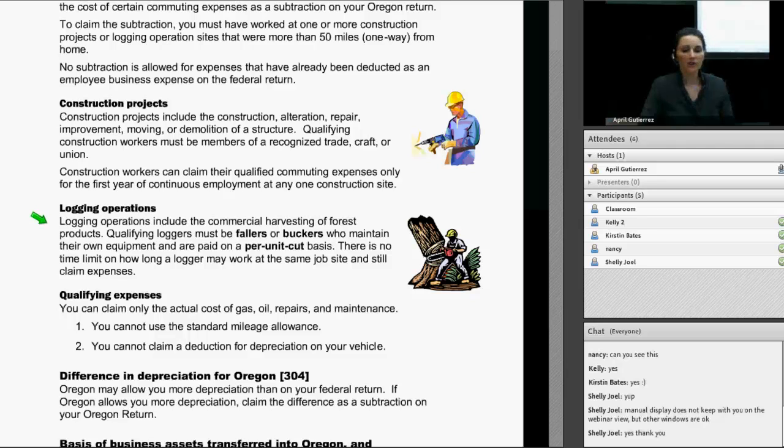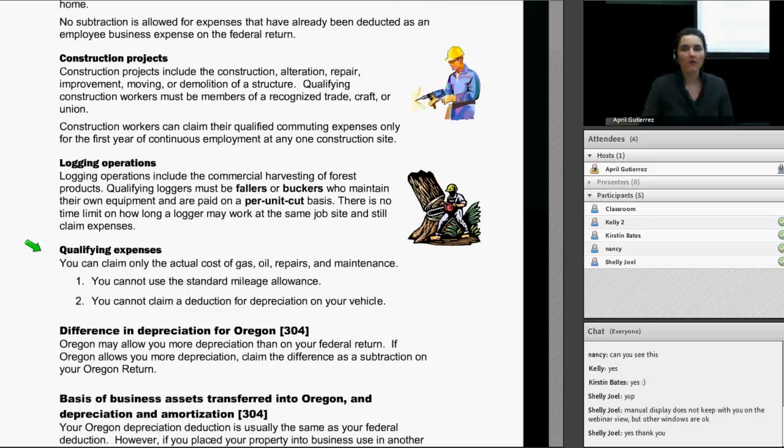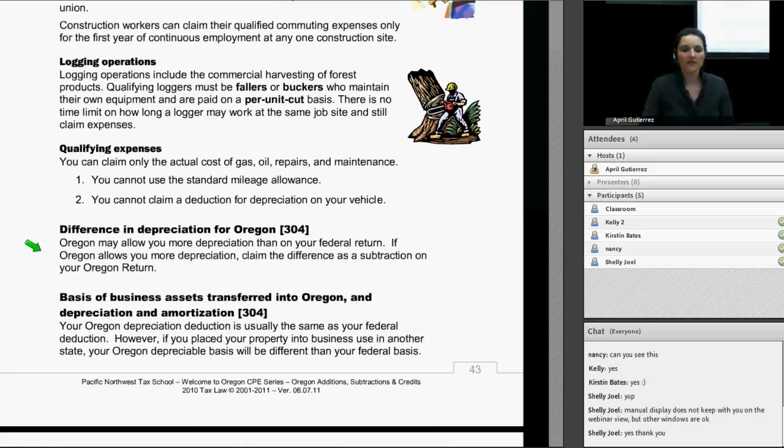Logging operations include the commercial harvesting of forest products. Qualifying loggers must be fallers or buckers who maintain their own equipment and are paid on a per unit cut basis. There is no time limit on how long a logger may work at the same job site and still claim expenses.